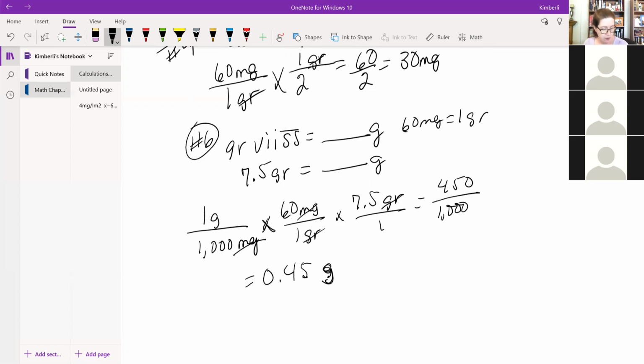So G or GM is always going to be gram, but GR is going to be grain. We want to be careful with that, because a lot of times I'll ask you to tell me how many G's, and the answer I get will be grains. So that's not good.